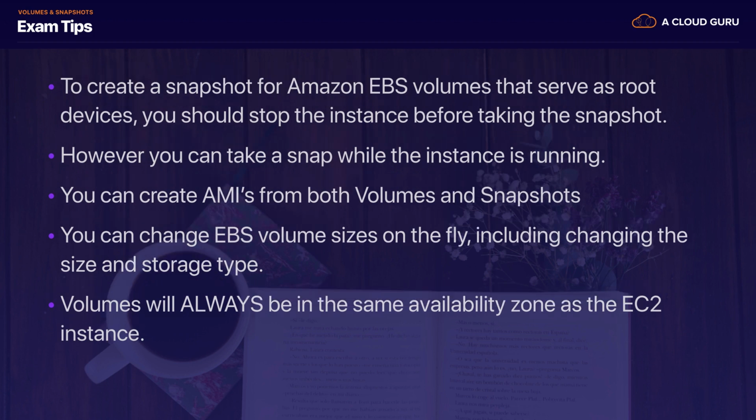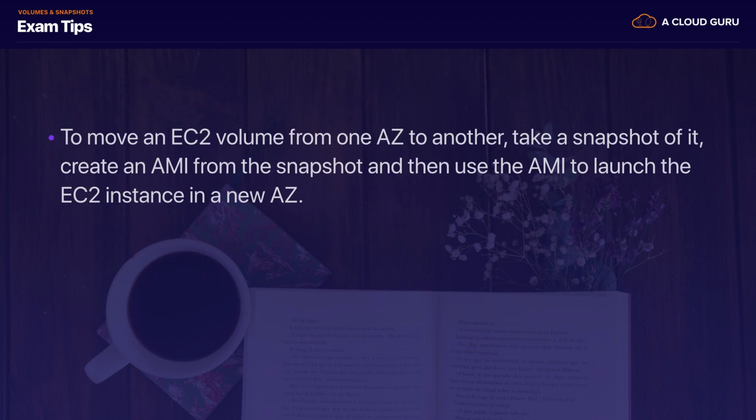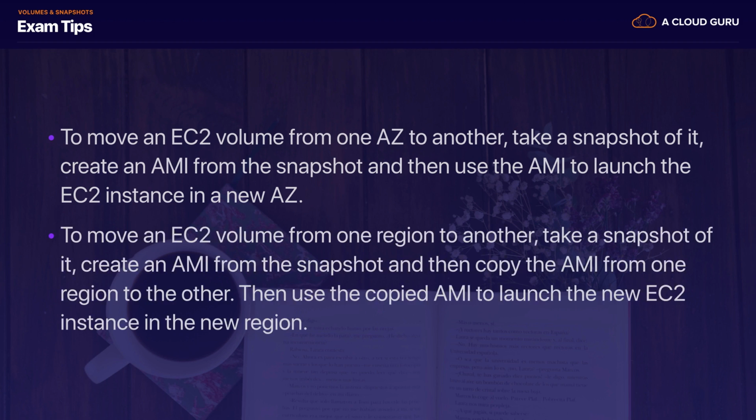Then in terms of migration, just remember that we can migrate EC2 volumes from one availability zone to another. To do that, we simply need to take a snapshot of it, then create an AMI from the snapshot, and then use that AMI to launch the EC2 instance in the new availability zone. Likewise, we can move EC2 instances from one region to another by taking a snapshot of it, creating an AMI of the snapshot, and then copying the AMI from one region to another. We then use the copied AMI to launch the new EC2 instance in the new region.